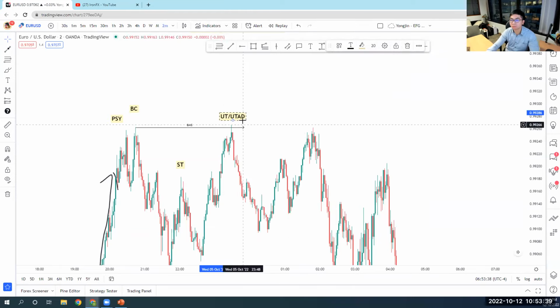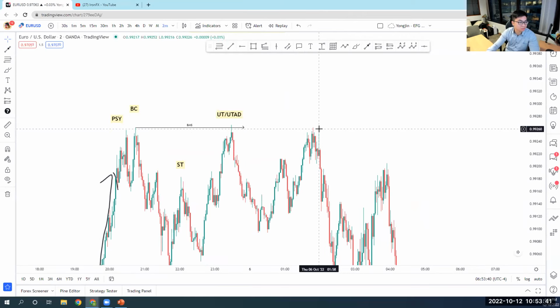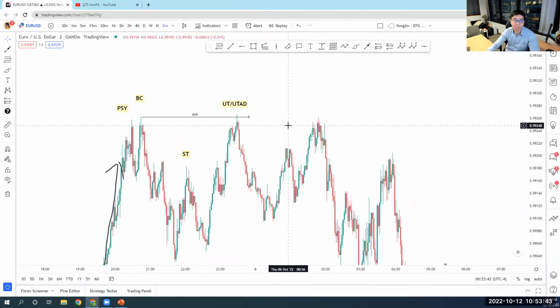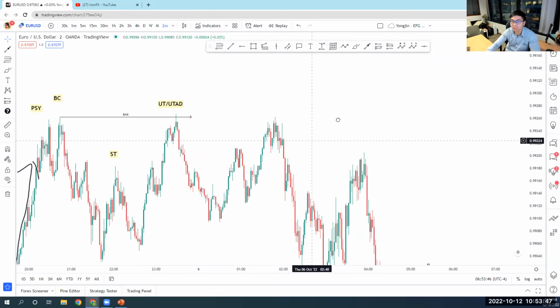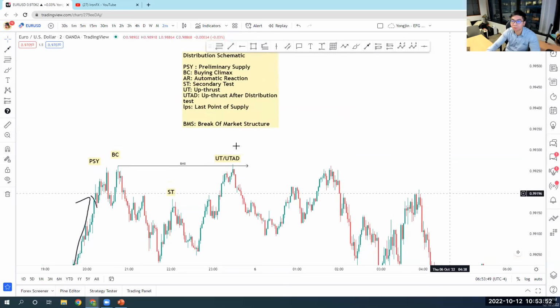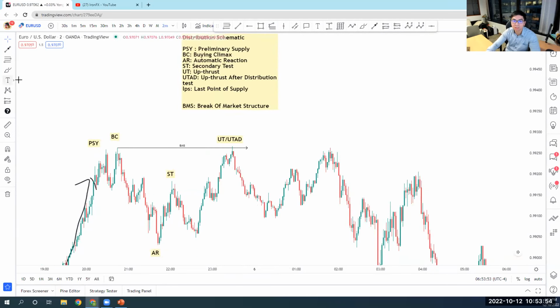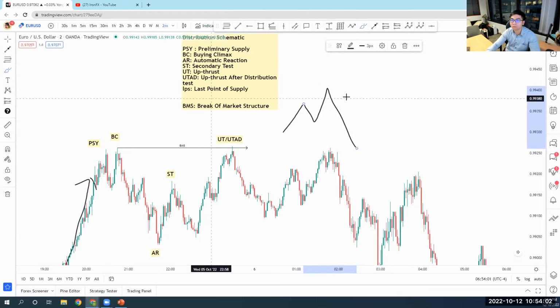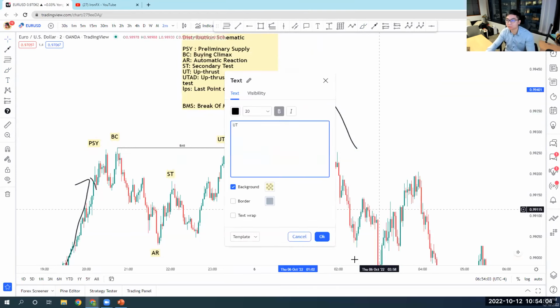I do not want to do that because TradingView has limitations. When I go far back to a certain distance, I cannot see the 1 minute chart. Normally I like to see Wyckoff on the 1 minute chart where I can spot the UT and UTAD. So UT is supposed to go up, break the BC, UT, then UTAD. If you go on the 1 minute, you will notice something like that.